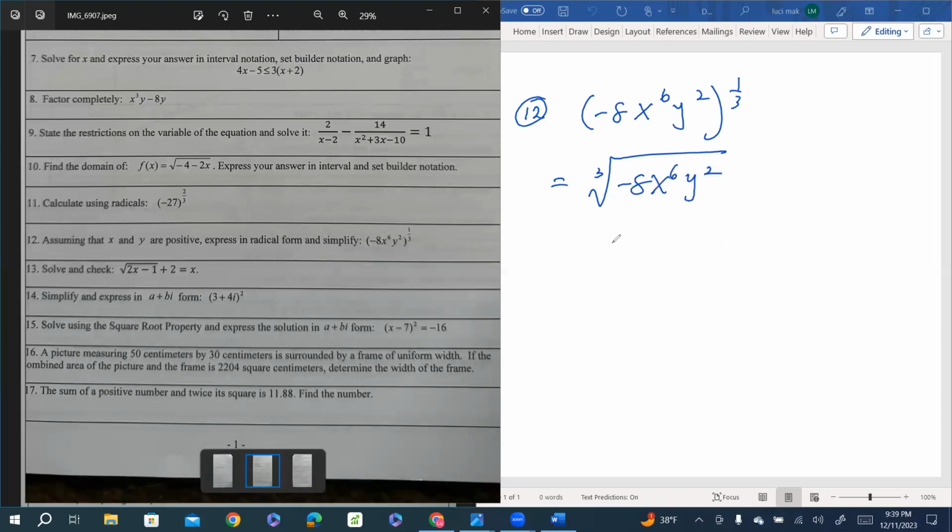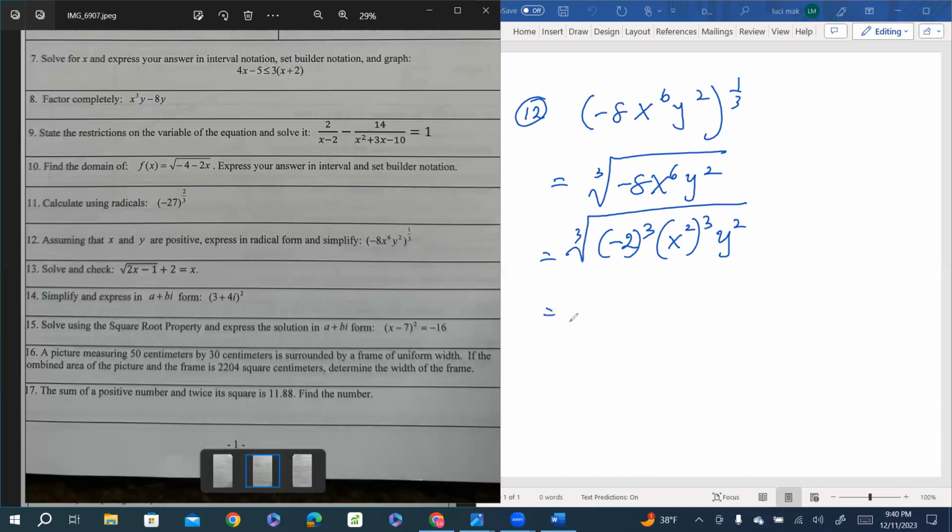Now we know -8 is -2 to the 3rd power. X to the 6 is x to the 2nd power to the 3rd power. Y square doesn't have any 3's in it; the exponent has to be greater than or equal to 3. So y square is not going to be a perfect cube. All right, so when we have cube roots, let's do that.